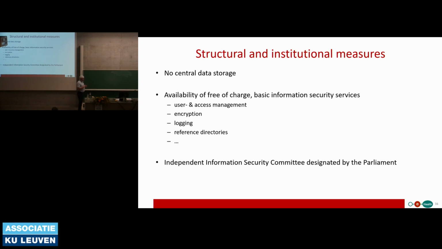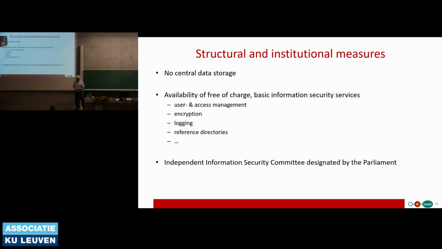So, as I told you, a set of measures. First, a number of structural measures, so measures that are embedded in the architecture. We didn't choose a central data storage. There is no central database that contains all health data about all Belgian citizens. It is decentralized. It is kept by those who have a care relationship with the patient. As I told you already, we have a number of basic information security services on user and access management, on encryption, logging, reference directories, and so on, because if you don't have a central database, you need to know where data are available. That's why we have this kind of reference directories.